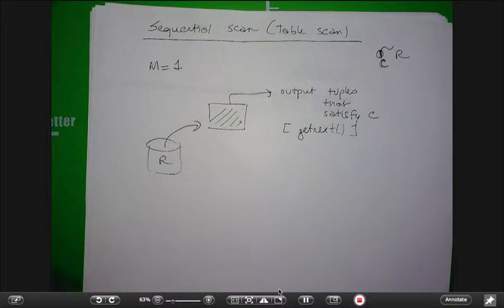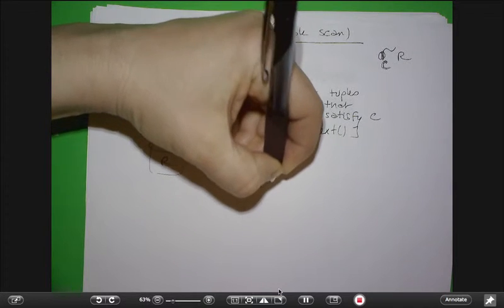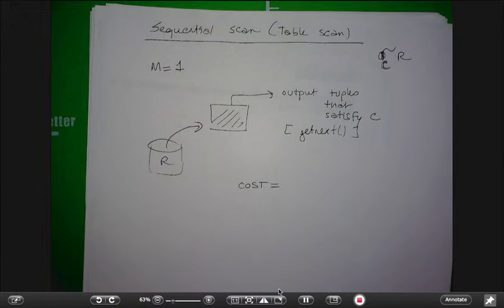And what would be the cost of this operation? How many disk pages do I have to read to answer this query? What would be the cost of answering this query? The total cost. How many disk pages do I have to read to answer this query?